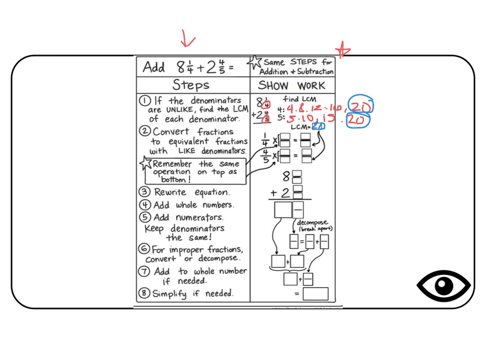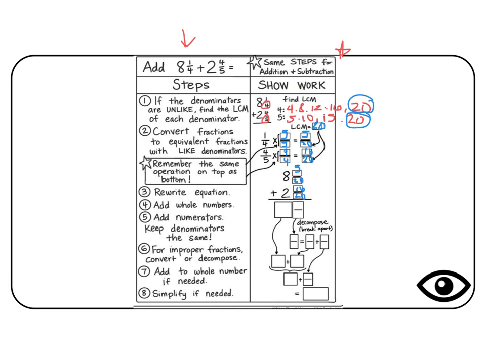So here we're going to change these numbers to 20, and we're going to figure out what we're going to multiply by. In order to change a 5 to a 20, we would multiply by 4 on the top and the bottom. So 4 times 4 gives us 16. All right, then we're going to do the same with the top. In order to change a 4 into a 20, we multiply by 5, and 1 times 5 is 5. So now we have the numbers 8 and 5 twentieths plus 2 and 16 twentieths.